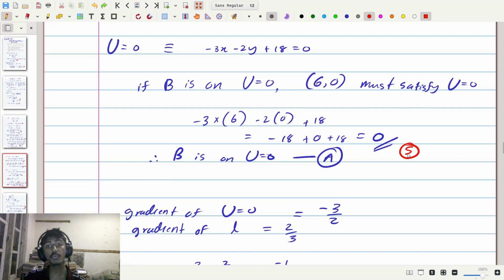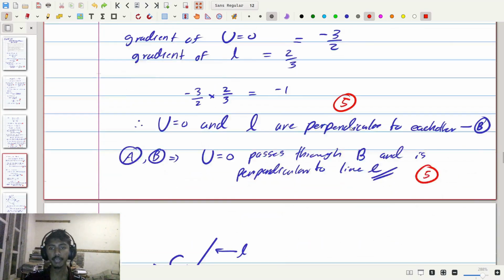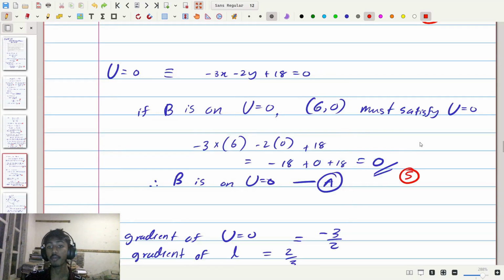Now if you didn't do that way, if you instead built up the actual equation of U equals 0 using the information given, you would still get 15 marks in total, but you'd get them in a different way. So if you're interested, check out the mark scheme for that method. But anyway, this is my method, and this method gets marks like so.